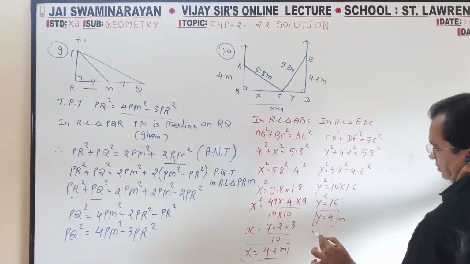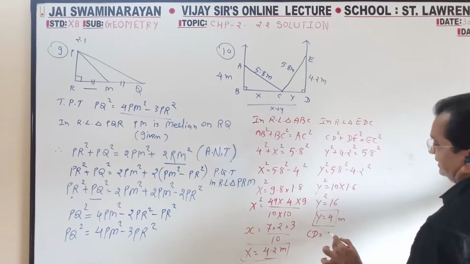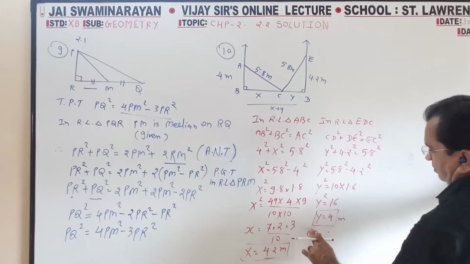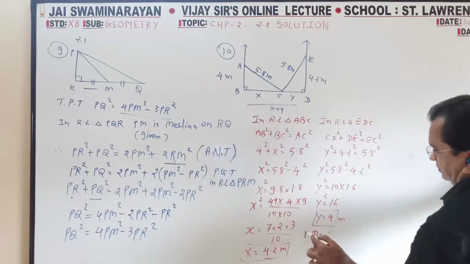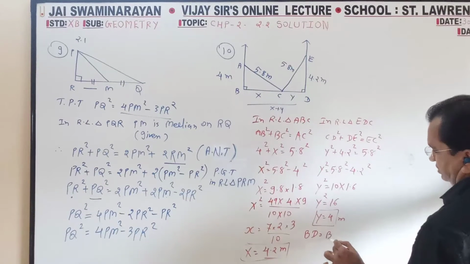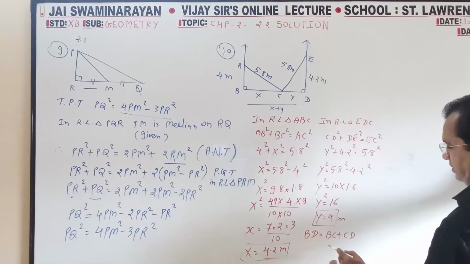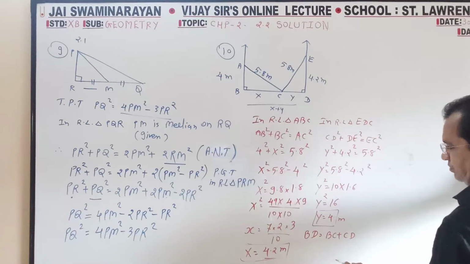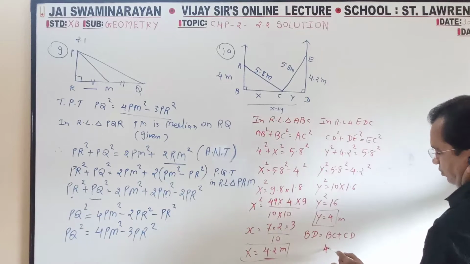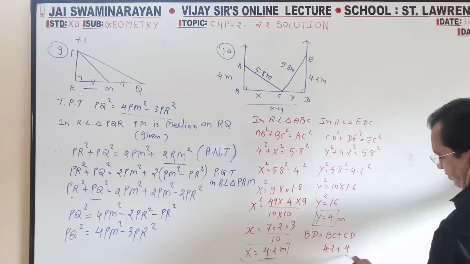But we want CD. We want BD, sir. So BD is equal to BC plus CD. So 4.2 meter plus 4 meter.